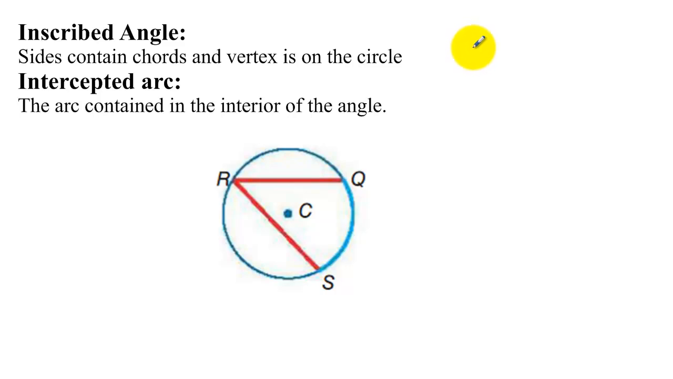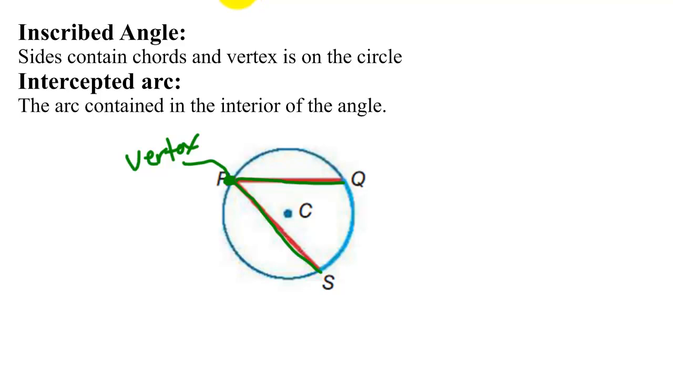Let's tackle this monster that's the inscribed angle. What is an inscribed angle? As it says, the sides of the angle need to contain chords. So like you see here, RQ, and then RS is another chord of the circle that forms the angle. And most important, where is the vertex? Right on the circle. Okay, when you have that, you have an inscribed angle.